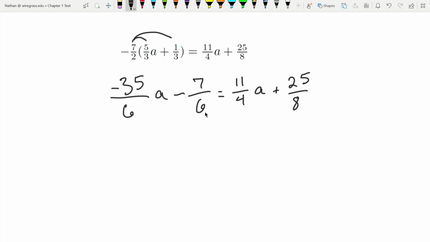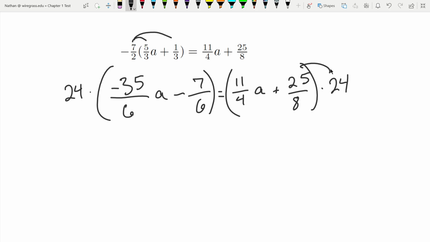multiples. The question is, what's the least common multiple between 6 and 8? Well, 6 times 4 is 24. And 8 times 3 is 24, which means that 24 is a least common multiple of everything. So I'm going to multiply everything through by 24. And that's going to cancel with these denominators, and it's going to make it a lot easier to work with.